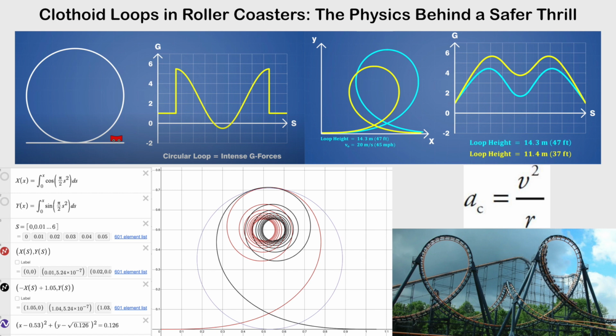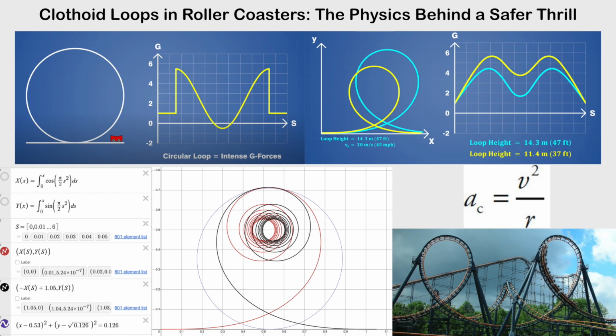This changing radius is not random. It's intentionally designed to match the coaster speed at every point. Because centripetal acceleration is proportional to the square of velocity divided by radius, if you adjust the radius to match the change in speed, you keep the acceleration, and thus the normal force, smooth and safe, and the centripetal acceleration doesn't suddenly vary by dangerous amounts. That's why clothoid loops revolutionized roller coaster design.